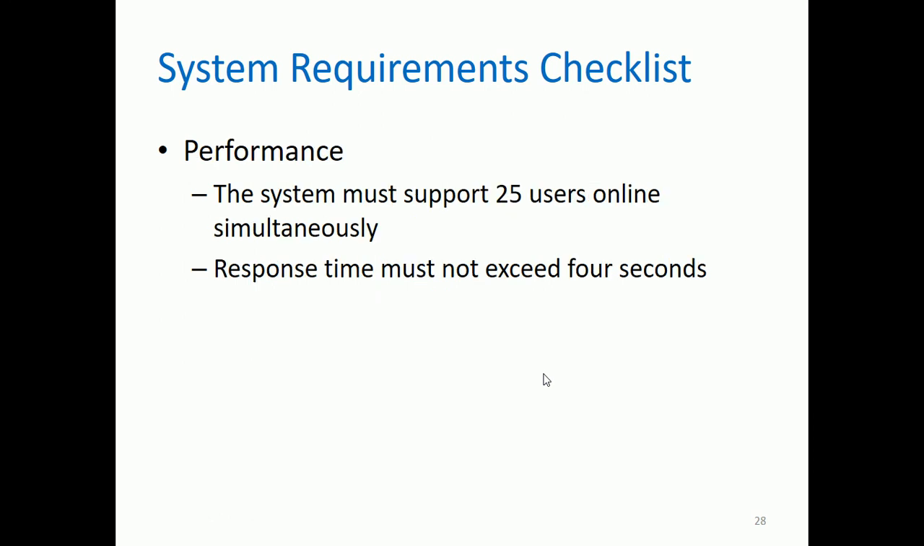Okay, next we have performance. Performance means how efficient the information system is in handling data or information. We have these examples. The system must support 25 users online simultaneously. This is already a statement for performance because the system is expected to support 25 users online all at the same time. So that's already performance.